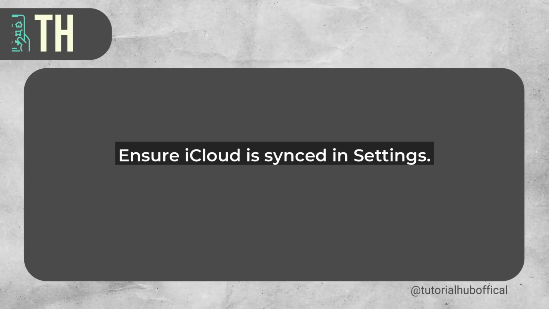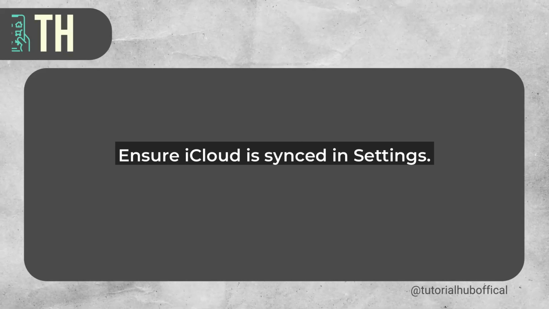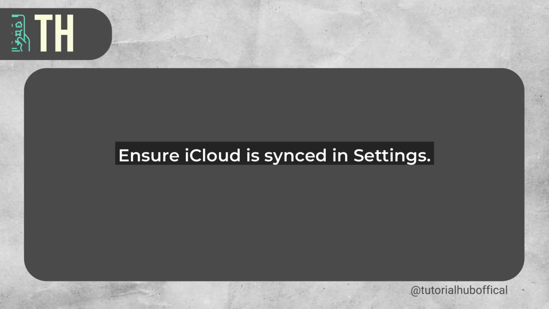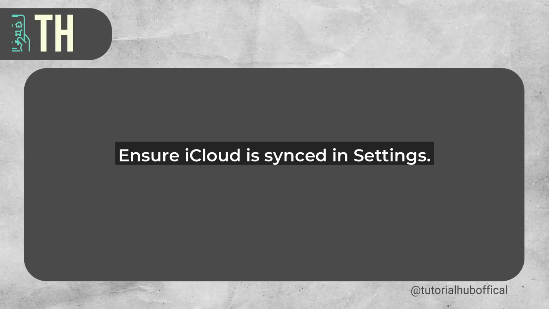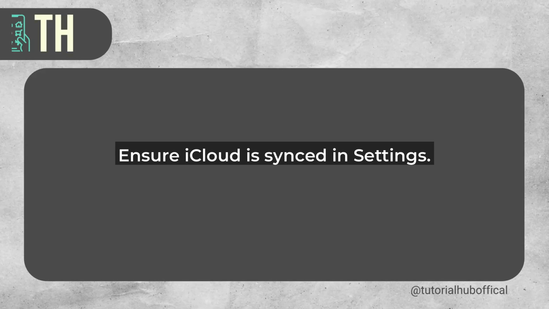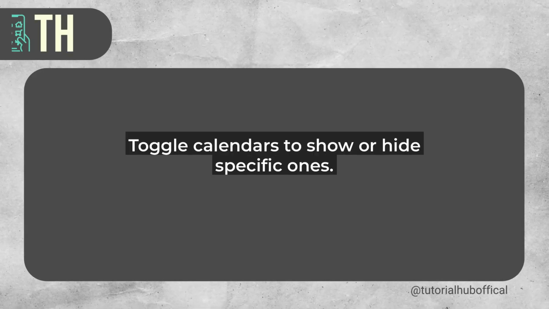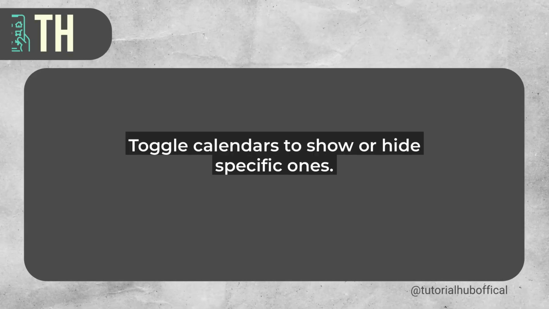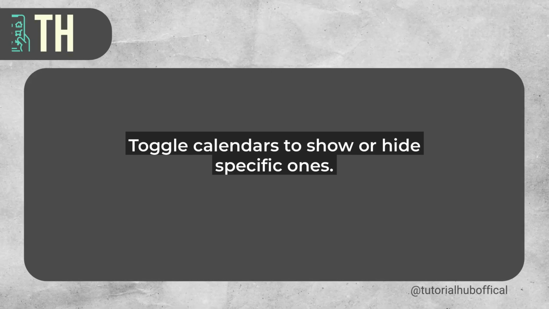To do that, look at the bottom of the screen for the tabs. Tap on List, if it's not already selected. Now, you'll see a streamlined list of all your upcoming and past events. But wait, what if some events are missing? That's where iCloud comes in.